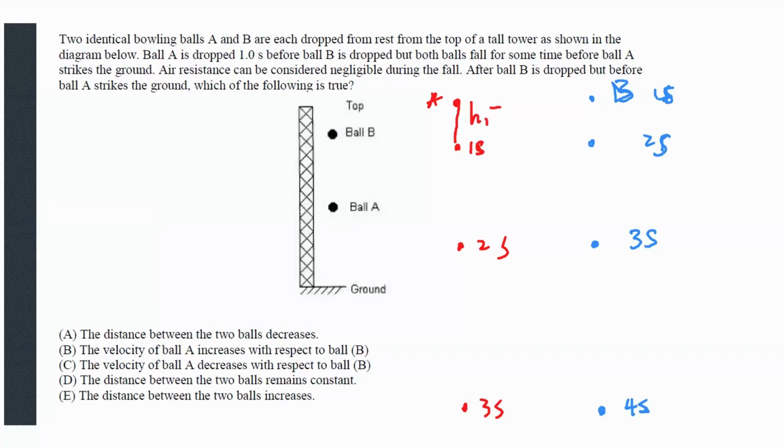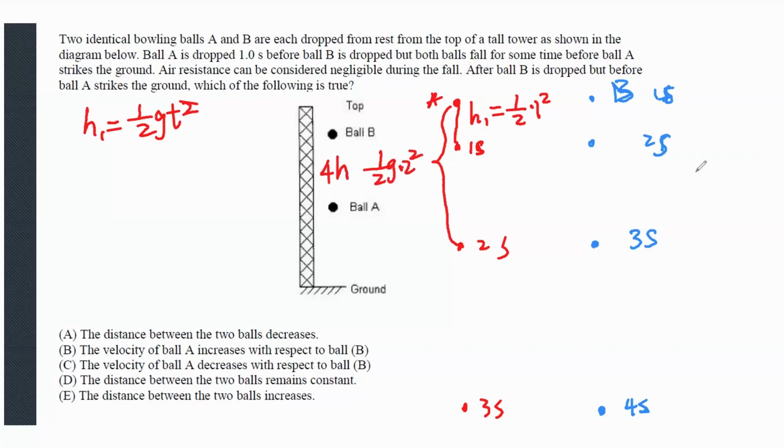So at 1 second, H1. What's the equation to find H1? Daniel, what did you say? Half g t squared, right? This is half g times 1 squared, you get H1. How about 2 seconds? 2 seconds will be half g times 2 squared. What is it? It's 4H1, right? Now, can you tell me T equals 3 seconds in terms of H1?